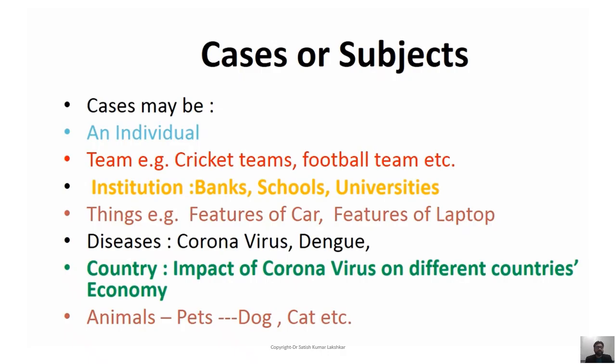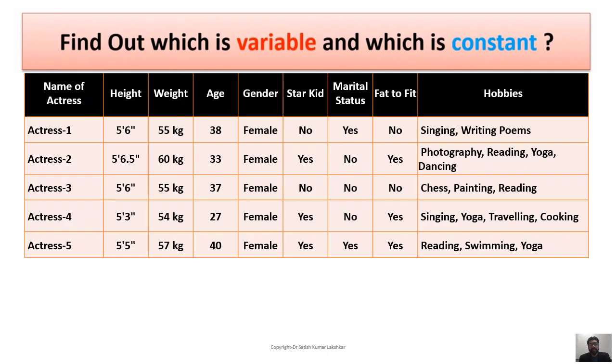So I have just mentioned these different types of cases. Cases may be individuals, teams, institutions, things, diseases, even a country or an animal, anything which is a living or non-living thing. These are examples of cases or subjects that we study in our research.